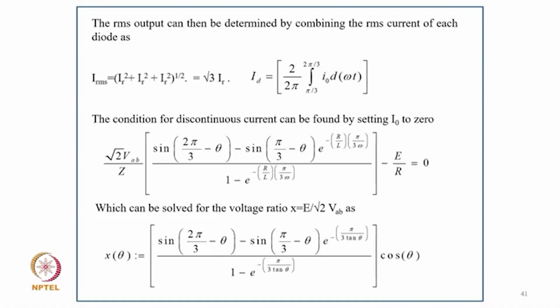And the condition for discontinuous current can be found out by setting I0 equal to 0, that is √2 VAB/Z times (sin(2π/3 − θ) − sin(π/3 − θ) e^(−R/L · π/(3ω)))/(1 − e^(−R/L · π/(3ω))) − E/R = 0, which can be solved for the voltage ratio x = E/(√2 VAB). So x(θ) = (sin(2π/3 − θ) − sin(π/3 − θ) e^(−π/3 tan θ))/(1 − e^(−π/3 tan θ)) cos θ.